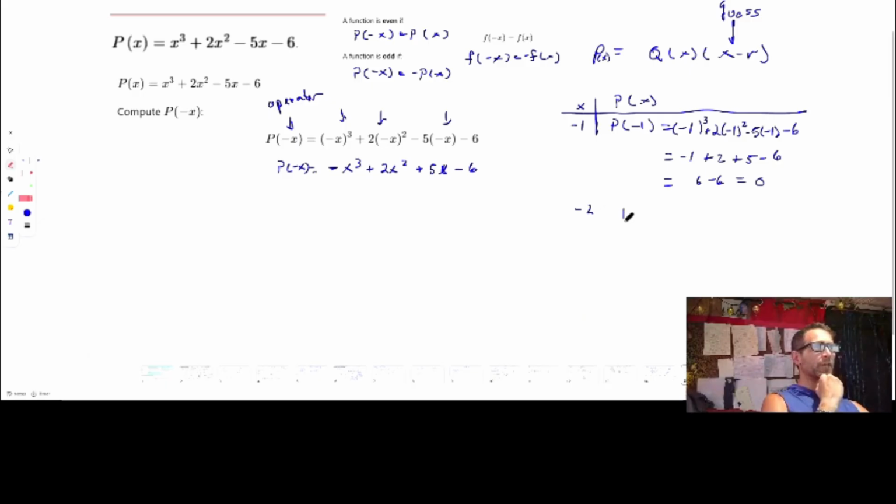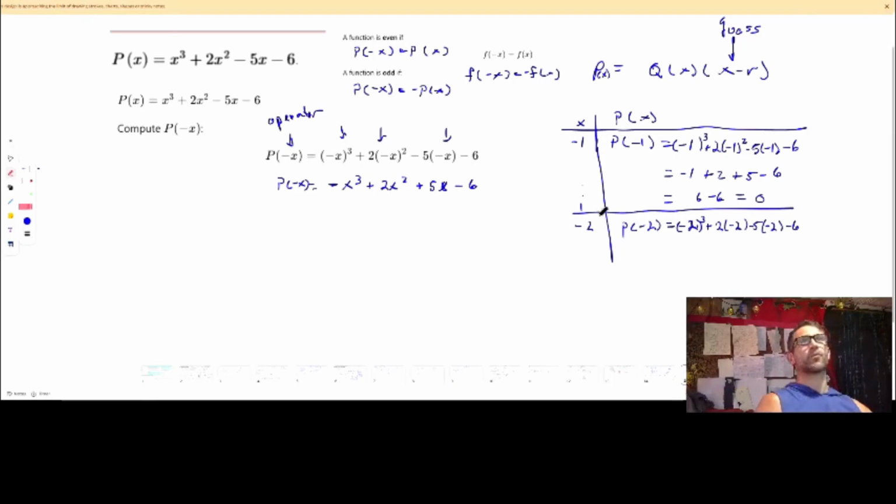So let's do p of -2. That tells you to plug in -2 for x over here. That's operator notation, okay? So basically the operator is just whatever x is, right? Yeah, it tells us what to plug in.